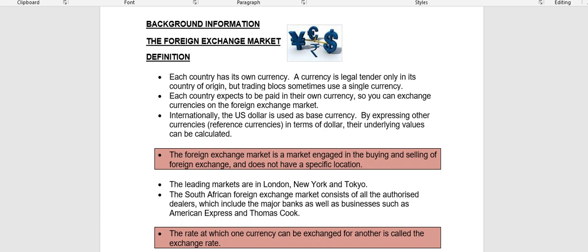Good morning, grade 12s. The topic that we are going to cover today is basically the introduction to the foreign exchange market. You can find this on page 81 in chapter 4.